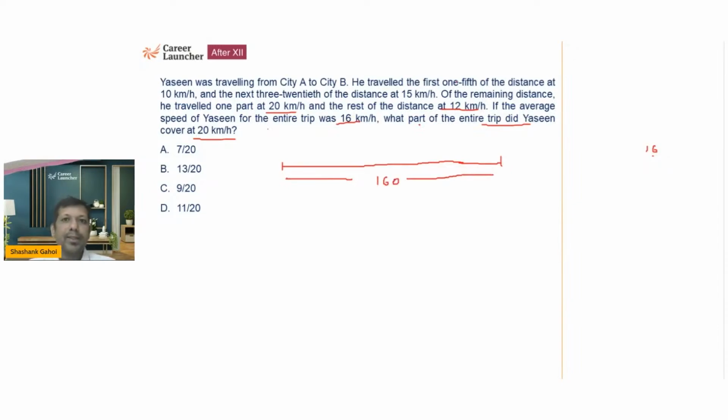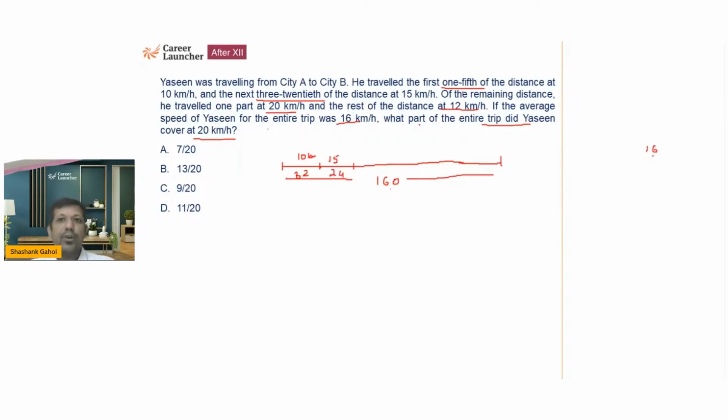Okay. Now he is traveling 1/5. 1/5 of 160 is going to be 32 kilometers. So 32 kilometers he is traveling at a speed of 10 kmph. And next 3/20th. So 3/20th is going to be what? 1/20th is going to be 8, 3/20th is going to be 24. So next 24 kilometers he is traveling with a speed of 15.